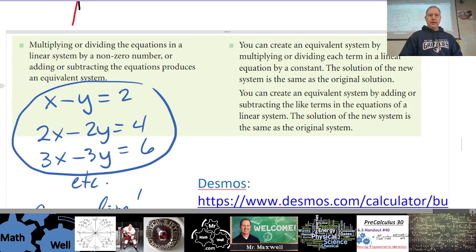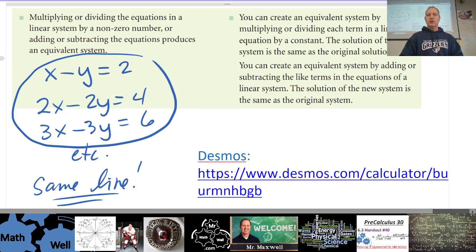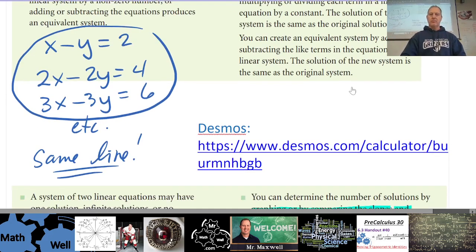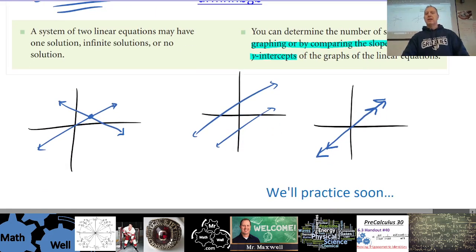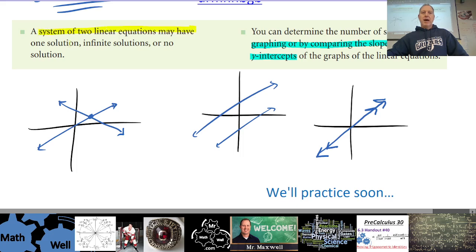But anyways, we need to understand that that's true for elimination. This whole second idea is for substitution and elimination. We can also create an equivalent system by adding or subtracting terms to both sides of the equation. That's true too. Finally, the last big topic here is that a system of two equations may have one solution, an infinite number of solutions, or no solution.